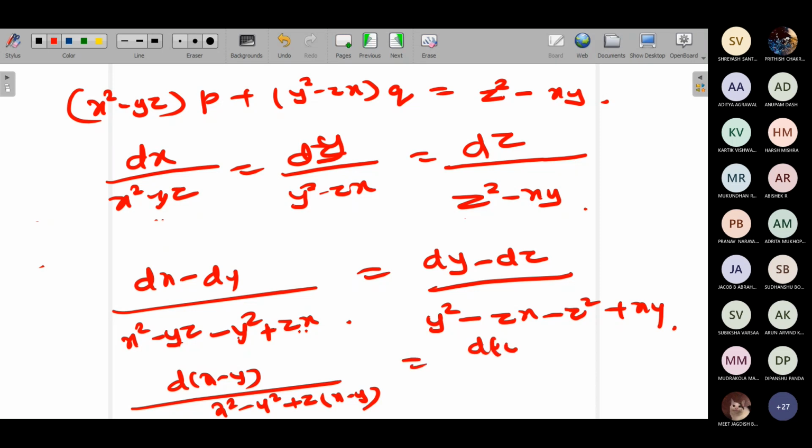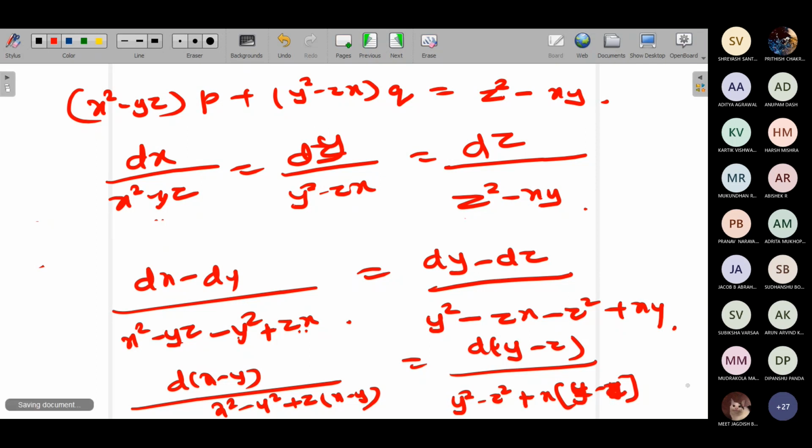Similarly, on this side, z into y minus z. I can write y square minus z square as one term, and take minus x outside. I'll get z minus y. I can even write it as plus z into y minus z. So this x square minus y square, I can write as x plus y into x minus y. So I can take x minus y commonly outside, and write it as x minus y into x plus y plus z.